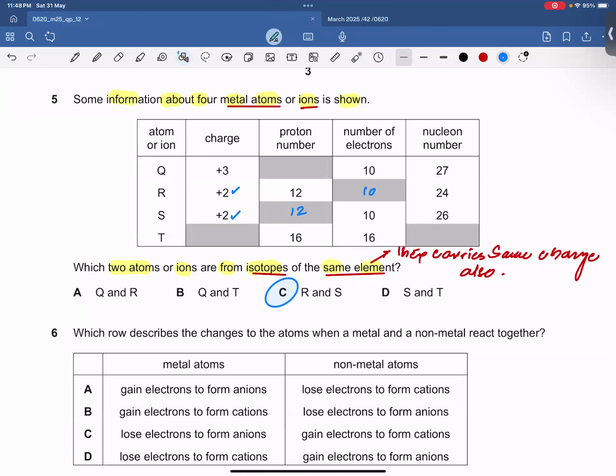which means they are the isotopes of the same element, and therefore they have the same proton number but different nucleon number. And that's the definition of isotope. I hope it makes sense to you. That's an easy thing.